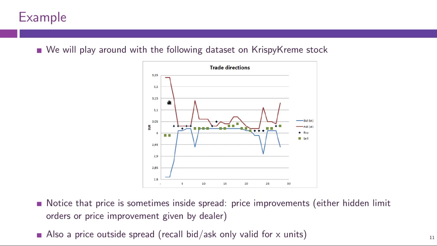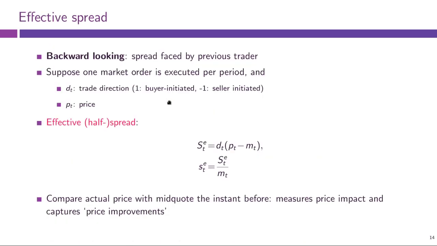So how can we leverage that information? We can do that by looking at the effective spread. An effective spread is not a forward-looking measure, so it is not a measure of the price at which I can trade going forward, but rather a backward-looking measure. It says what was the trading cost faced by the previous trader. So if we say that one market order is executed per period, and we denote the trade direction by dt, it'll be 1 or minus 1. We'll say the direction is equal to 1 if the trade was initiated by the buyer, and minus 1 if it was initiated by the seller.